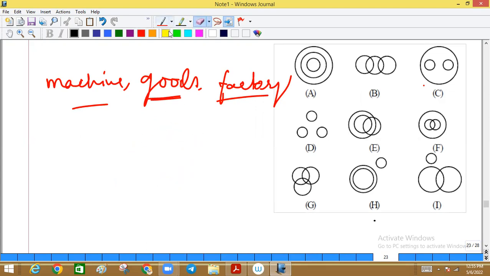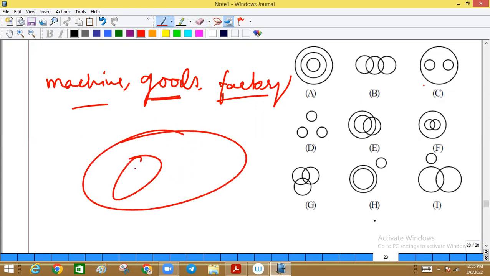But anyway, the answer is very simple. In a factory, you are having machines, you are having goods. A factory has machines as well as goods, but don't draw it like this. Don't put one inside the other. In a factory there is a machine, and goods are coming out of that machine. So put it in this way. Don't go with that kind of logic. Okay. Next question. Write down.